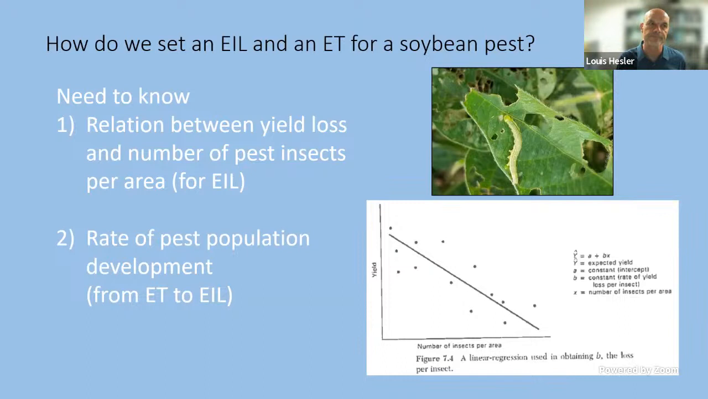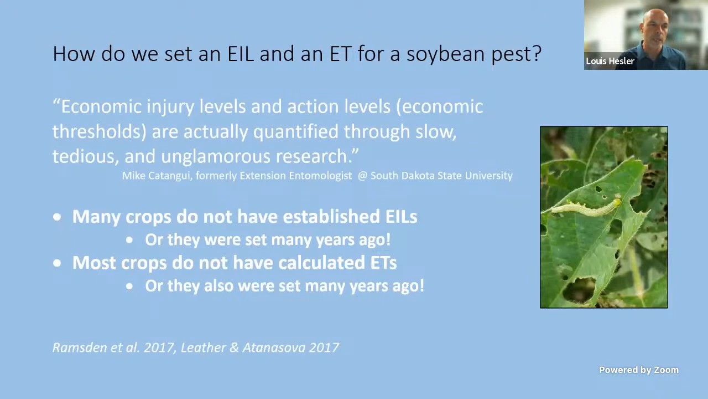Okay, so in the real world, how do we set an EIL and an ET for a soybean pest? Well, I worked with a colleague named Mike Catangui, who was formerly associated with South Dakota State University here, and he said economic injury levels and action levels or economic thresholds are actually quantified through slow, tedious, and unglamorous research. And that's true. You don't just quickly determine economic injury levels and action levels. It takes usually a couple of years of really good hard research in order to establish those economic injury levels and economic thresholds for a pest in soybean.